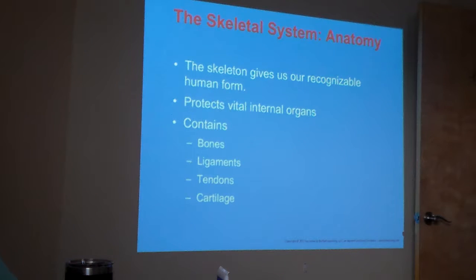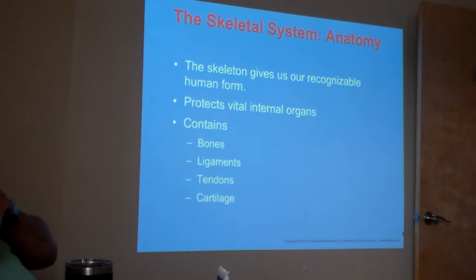So our skeletal system is made up of several different types of equipment. The whole purpose of the skeletal system is to provide structure and protection, okay? It provides structure, which is what gives us our form, and it provides protection, especially for the primary vital organs. So we're talking heart, liver, lungs, brain, kidney, spleen, things of that nature, okay?